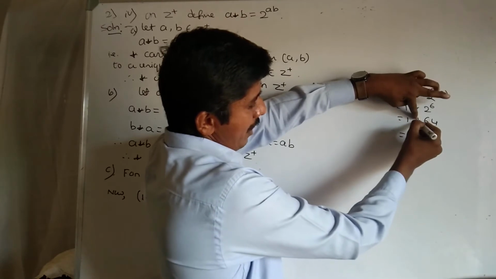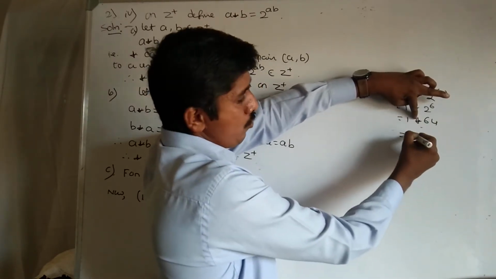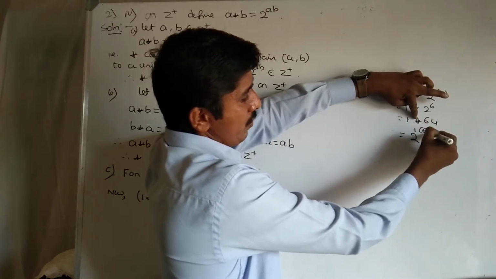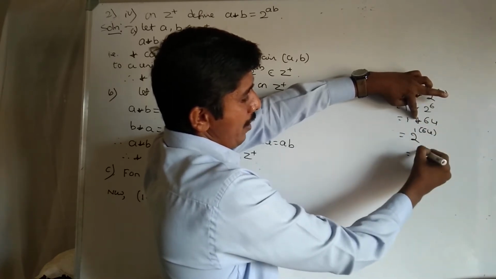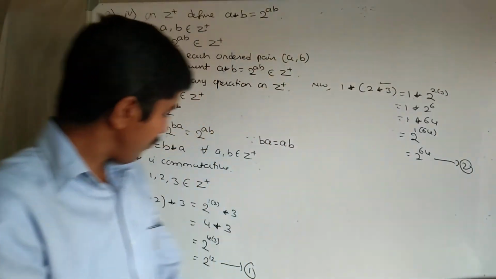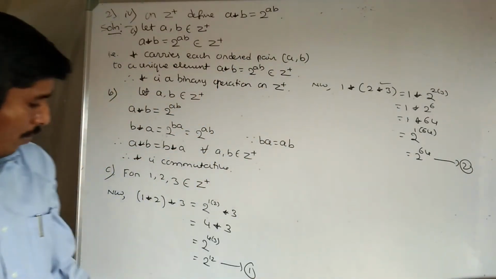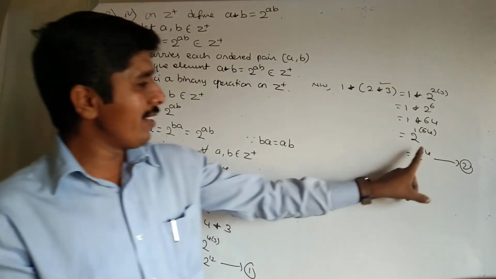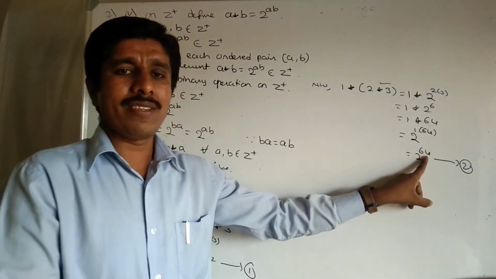Now A star B, defining the binary operation star, is 2 power A into B. A equal to 1, B value 64. Then 2 power 1 into 64, called equation 2. From equations 1 and 2, what about the bases? Same, 2. And what about the powers? This is 12, here it is 64. So 12 is not equal to 64.